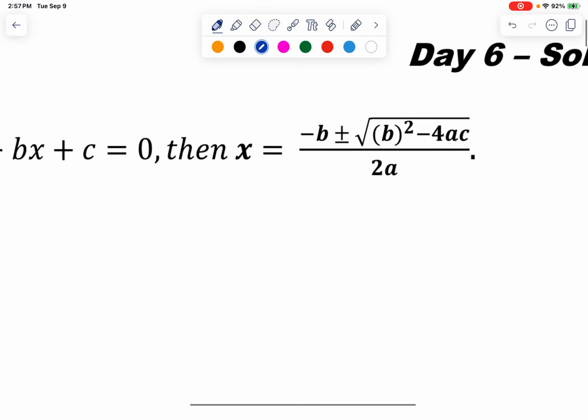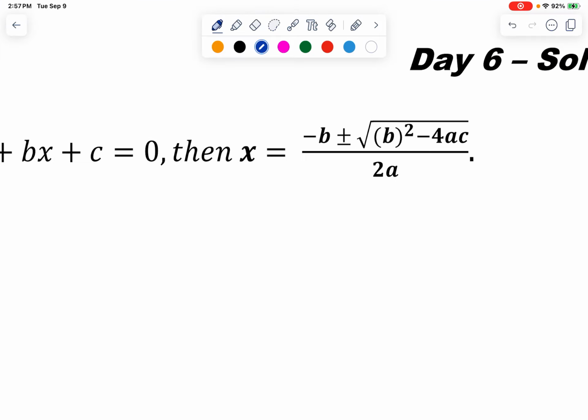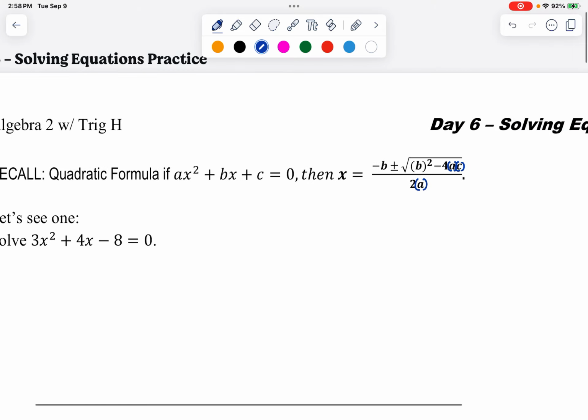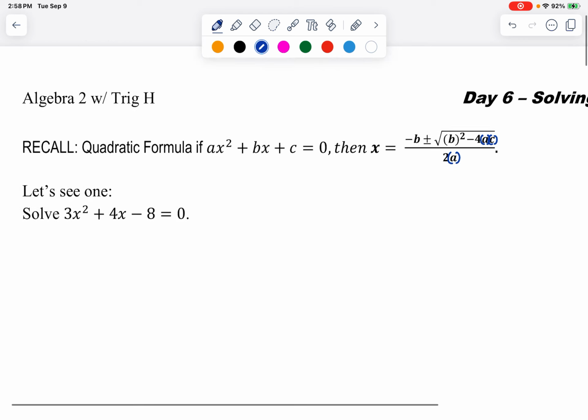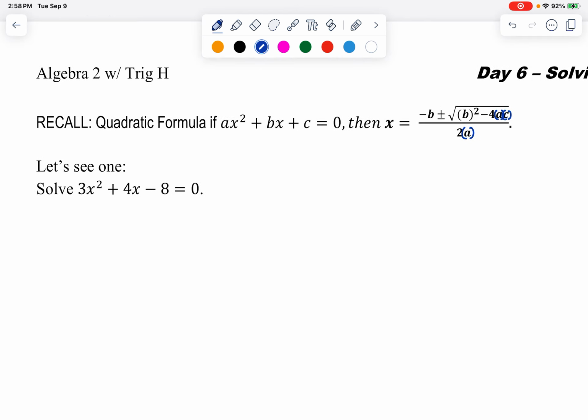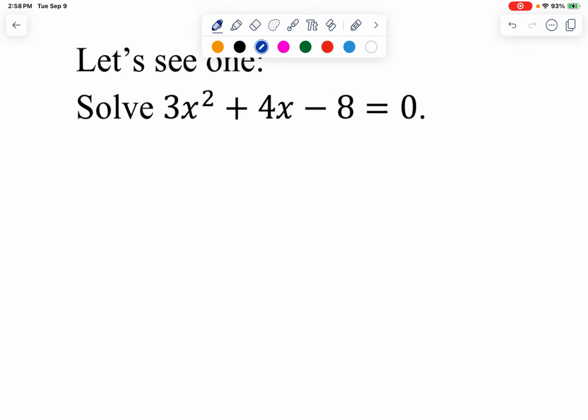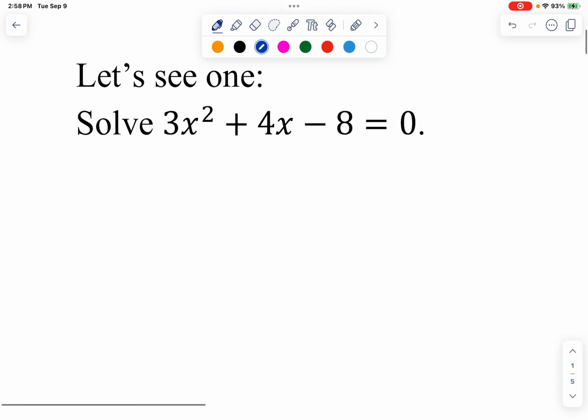So as a reminder, here's what the quadratic formula is. It's x equals the opposite of b plus or minus the square root of b squared minus 4 times a times c all over 2 times a. And I like to put those in parentheses. In fact, I had it in parentheses before my video started, so that I don't lose negatives and I don't forget to multiply.